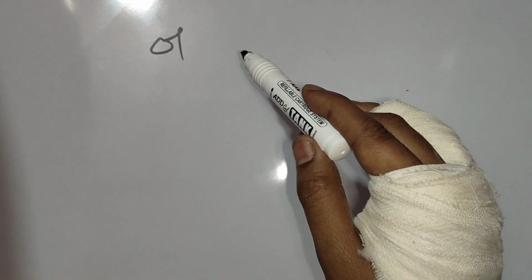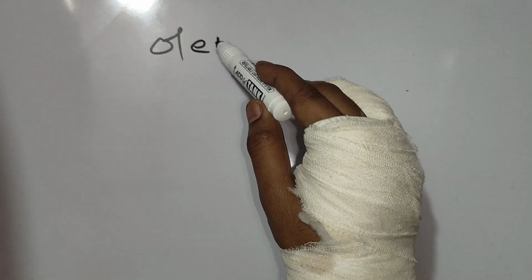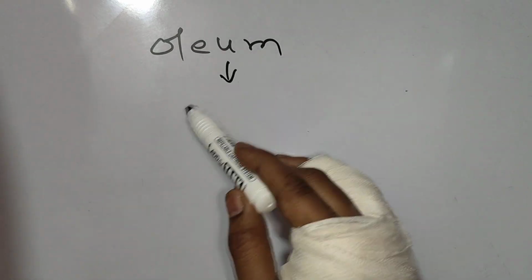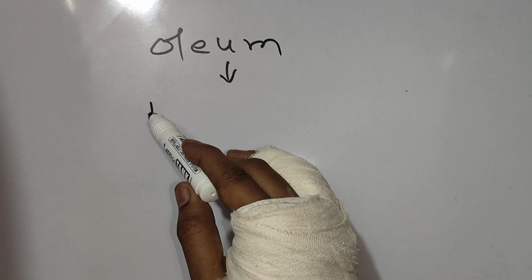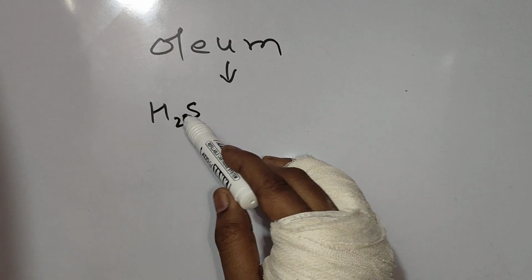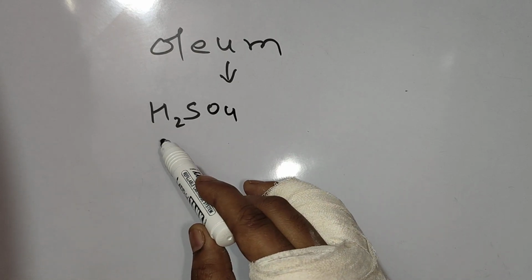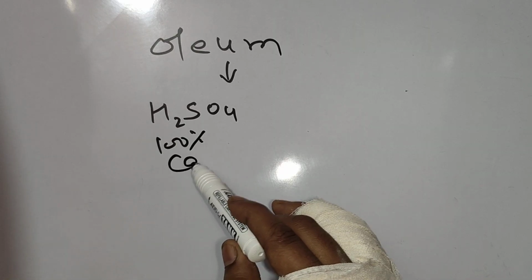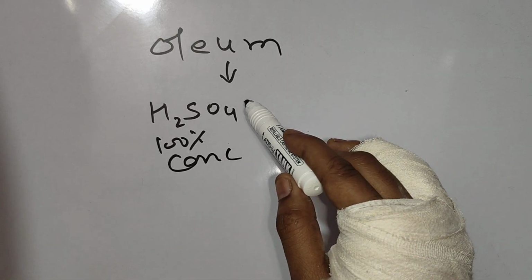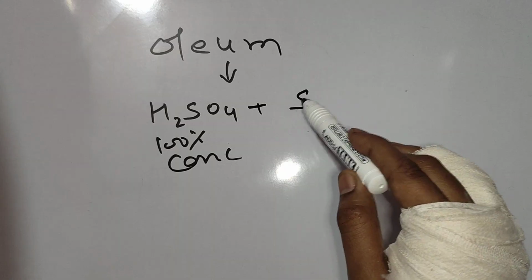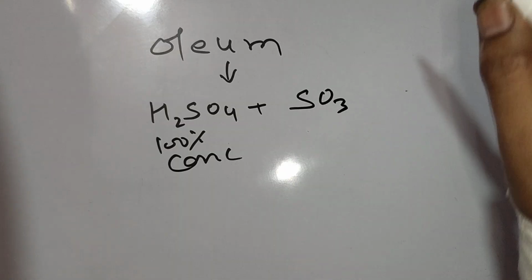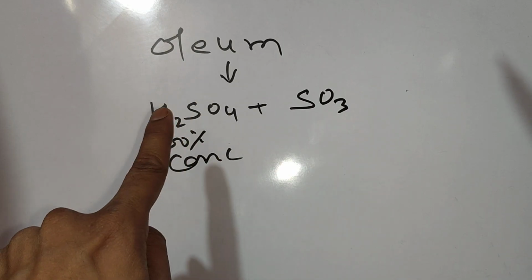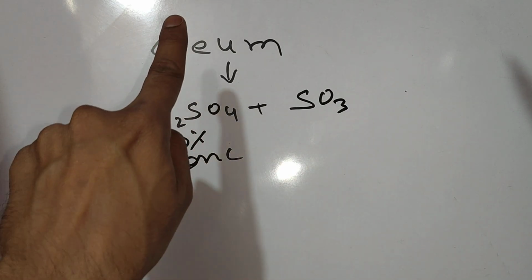If I talk about oleum, now what is this oleum? It is nothing but a mixture of sulfuric acid. It will be 100% concentrated sulfuric acid. Sulfur trioxide gas will be dissolved in it. Sulfur trioxide gas dissolved in 100% sulfuric acid. This is known as oleum.